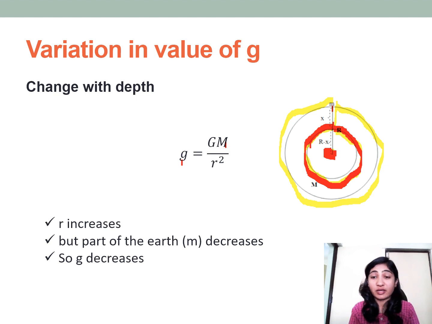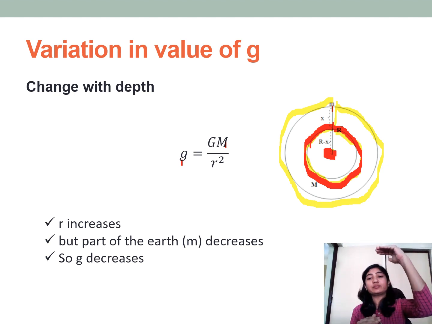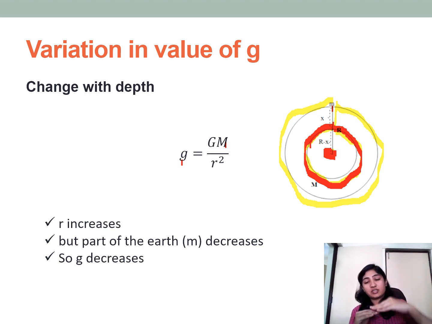Getting it? So the highest value of the earth's gravitational acceleration is on the surface of the earth, and that too at the poles. That is, we have seen 9.832 meters per second square, right? So as we go with the height, g decreases. In the depth, g decreases, and at the surface it is highest. Okay.